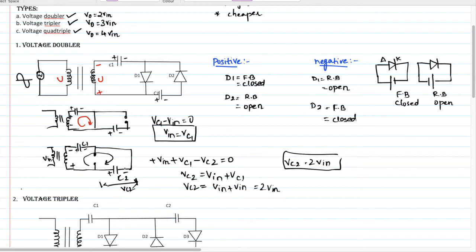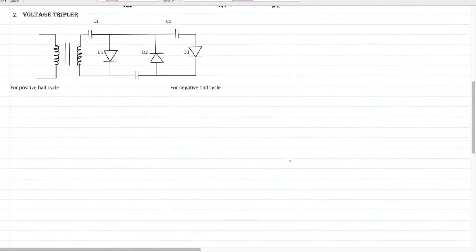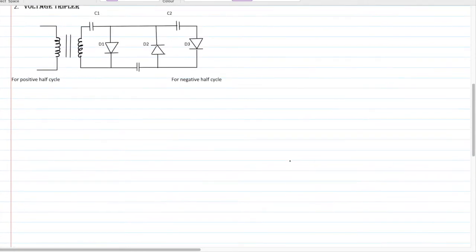So if you're using a voltage doubler, you can connect the voltmeter across this capacitor, and you will see the voltage is twice the input voltage. Same way, if you go for a voltage tripler, connect an AC source.